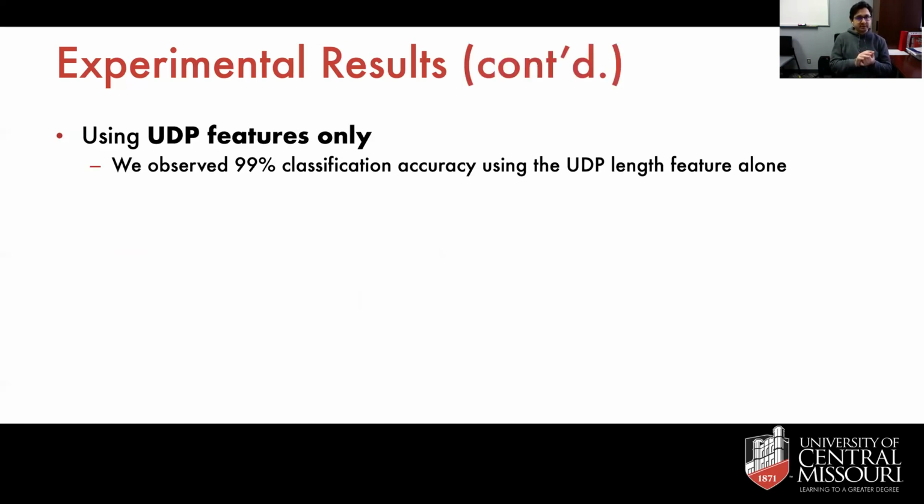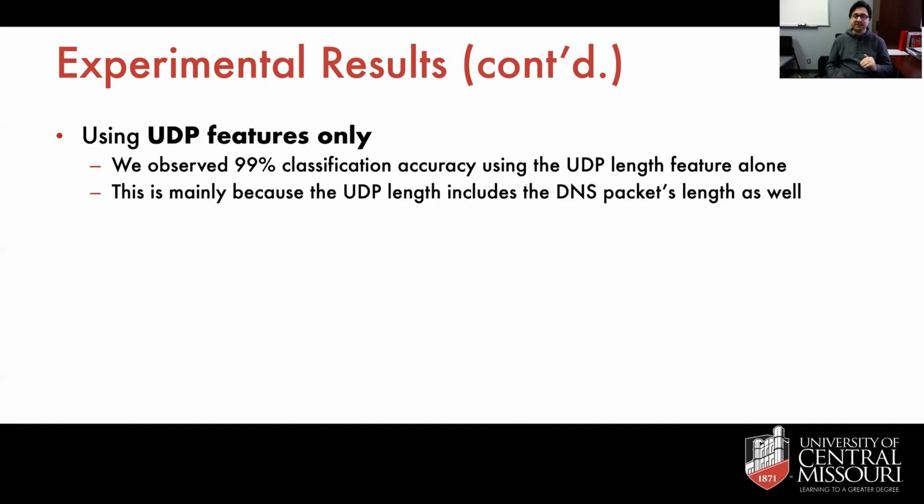Using the UDP features only, we observed 99% classification accuracy using the UDP length feature alone, just a single feature itself. This is mainly because the UDP length is going to include the DNS packet length as well. However, this is still not very reliable because yes, the UDP length is going to include the DNS packet length, and yes, the DNS packet length is going to give us a little bit of information as to how long the packets for malicious and benign hosts are. And if one or the other has more information in them, which is typically the case, then just based on the length of the packets, we can have an estimated idea of whether this packet is coming from a malicious or benign host.